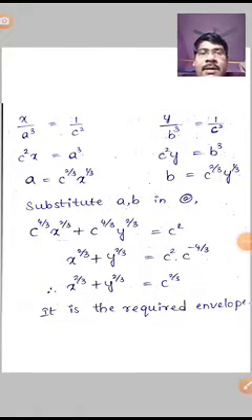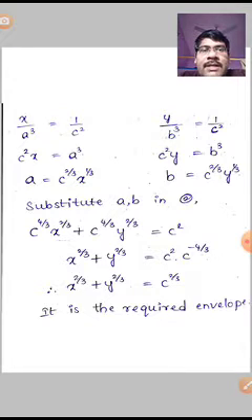Here a and b have to be substituted in the relation a square plus b square is equal to c square. And simplifying it, we are getting x to the power of 2 by 3 plus y to the power of 2 by 3 is equal to c to the power of 2 by 3. This is the required envelope of the family of two parameter curves x by a plus y by b is equal to 1, connected by a relation a square plus b square is equal to c square.